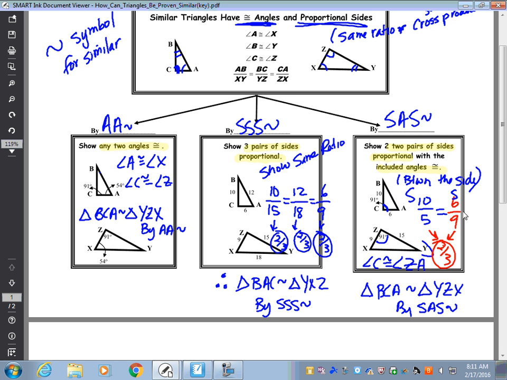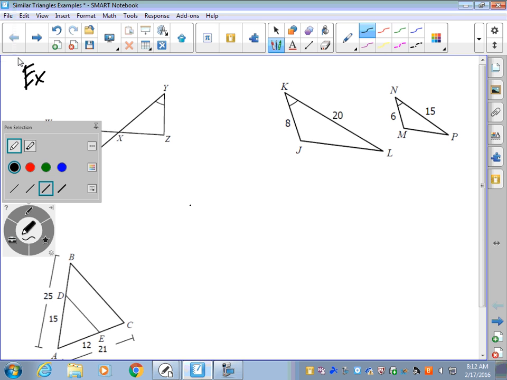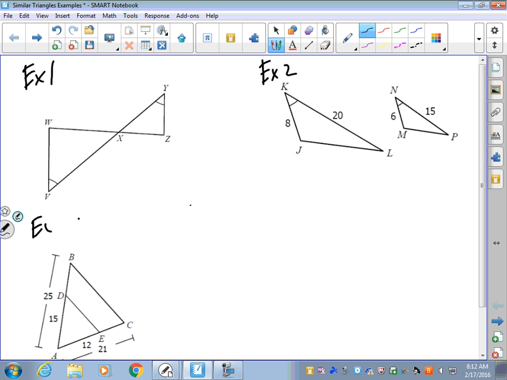All right, so these are the three ways we're going to prove triangles are similar. I need you to add the graphic organizer. You're going to paste this sheet into your spiral notebook onto your next available page. And then I have 3 examples that I want you to do. Example 1, draw these examples down into your spiral. Example 2. Example 3. I want you to determine which similarity postulate you can use to prove that the triangles are similar, and write a similarity statement.